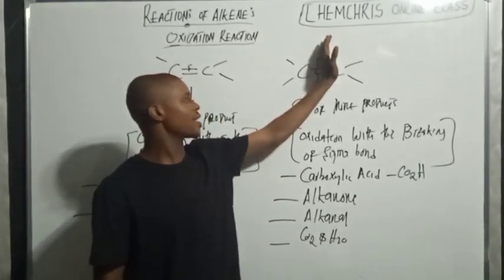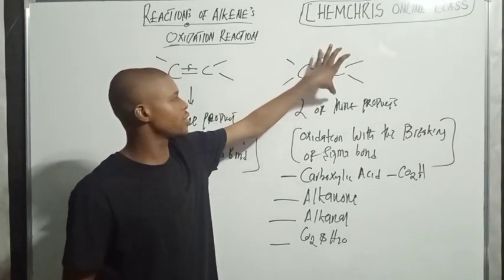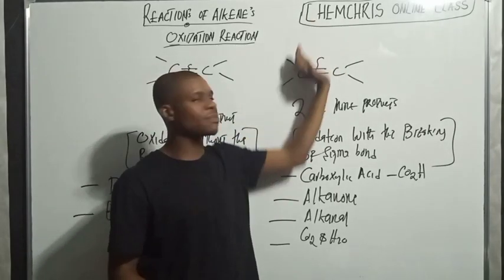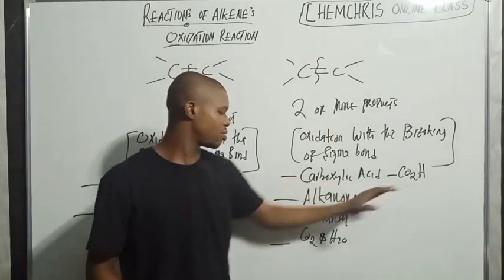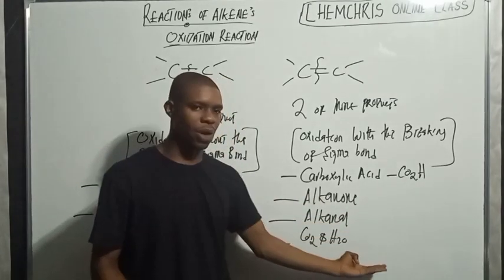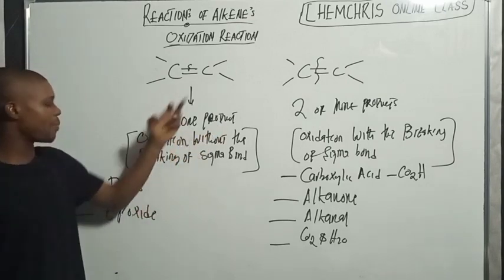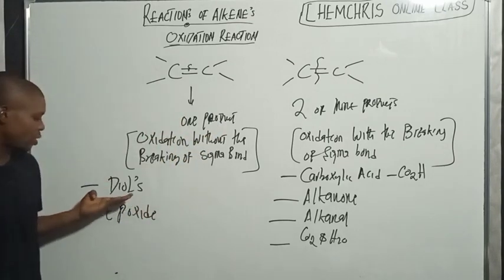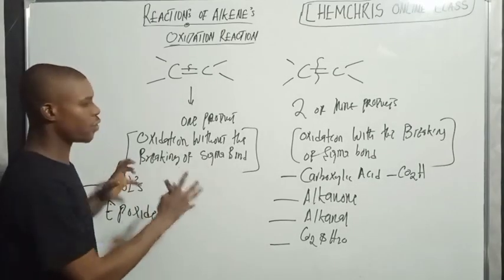So when alkenes undergo oxidation with the breaking of both the sigma bond and pi bond, these are the possible products: carboxylic acid, alkanone, alkanal, CO2 and water. But if you involve the breaking of the pi bond only, you can get either a diol or a peroxide. Do you understand? So this is just a summary of all of the reactions.